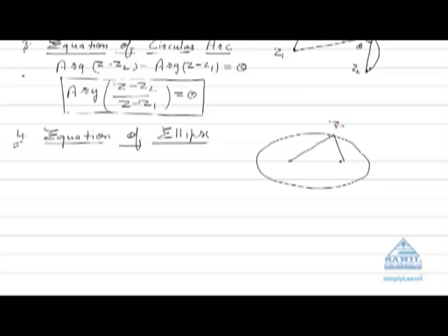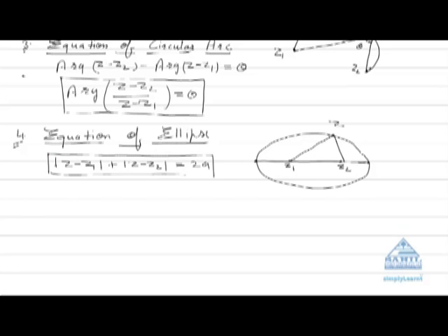the sum of distance from a variable point to the two fixed points z1 and z2 is always constant, and that is equal to the length of major axis. Got this or not? Now the length of major axis is normally equal to 2a. So our concept is modulus of z minus z1 plus modulus of z minus z2 is equal to 2a. You got this or not?